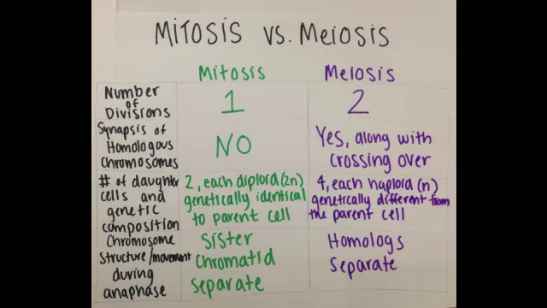There are several differences between mitosis and meiosis, which include number of divisions, presence of the synapses, number of daughter cells and genetic composition, and the structure and movement of chromosomes during anaphase.